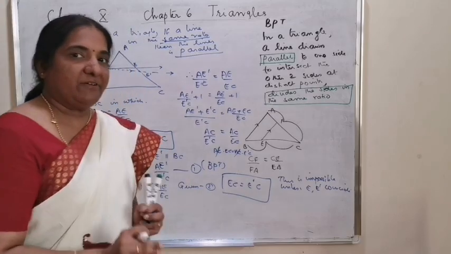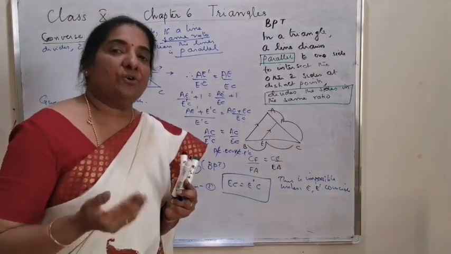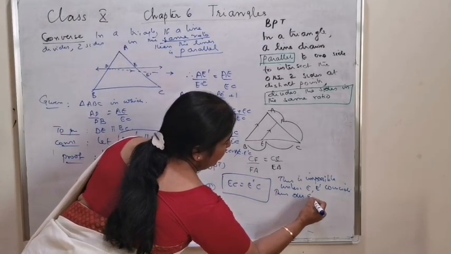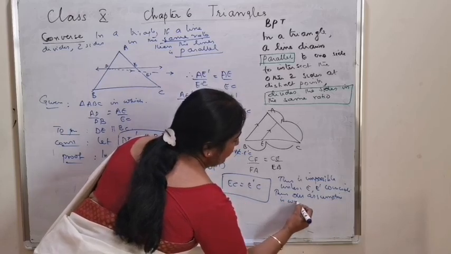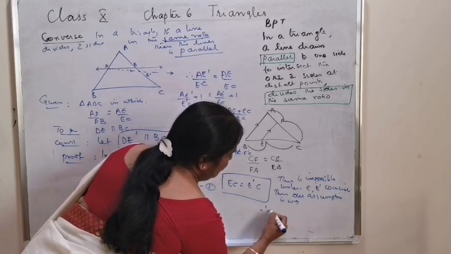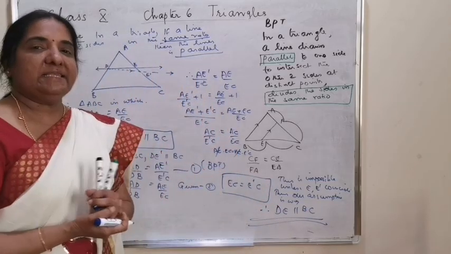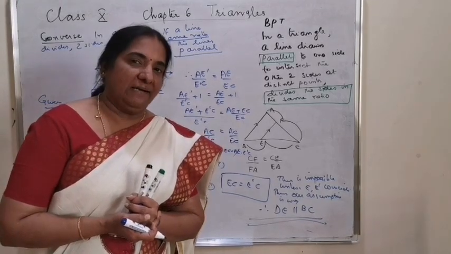That is, our assumption that E dash gives a parallel line is wrong. Therefore, only DE is parallel to BC. This is the way of proving the converse of the basic proportionality theorem.